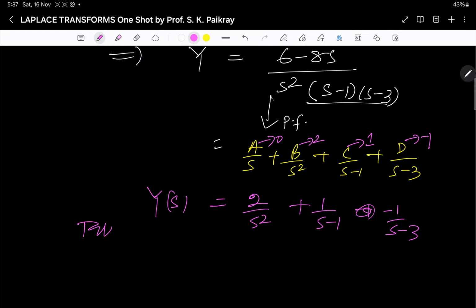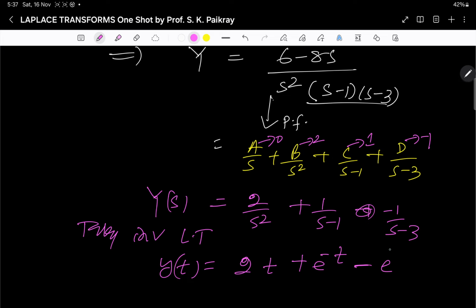So taking inverse Laplace transform, this is your y of t, and the inverse of this is 2t, since Laplace of t is 1 by s square, plus e to the power t, and minus e to the power 3t. So this is your answer.